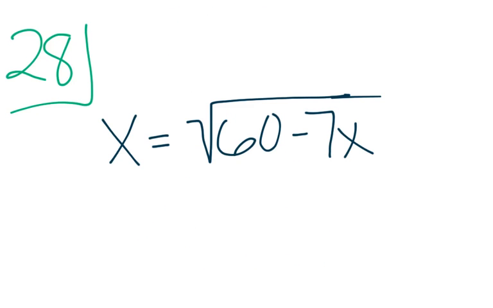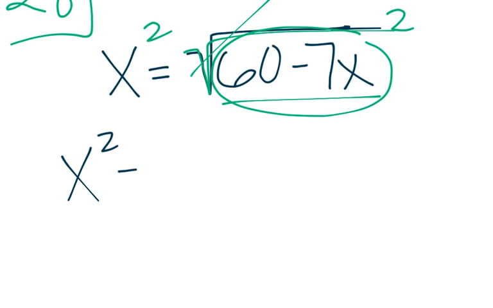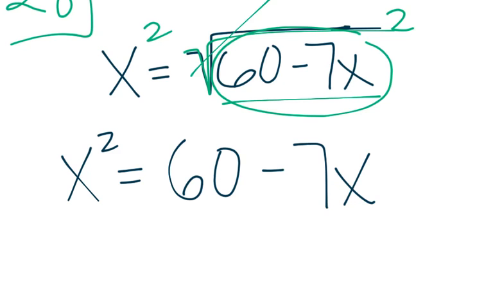X equals square root of 60 minus 7x. Since this whole equation is on the inside of this radical, we're going to go straight ahead and square both sides to undo this radical, because before we can take care of pluses and minuses that are within the radical, we need to get rid of this outside house first. So we end up with x squared equals 60 minus 7x.